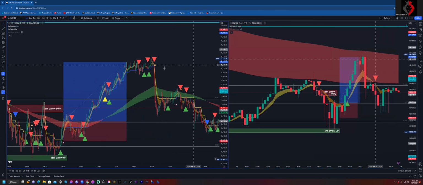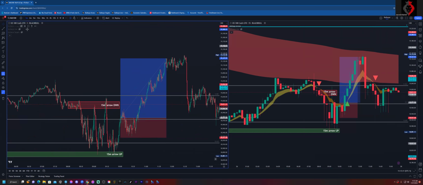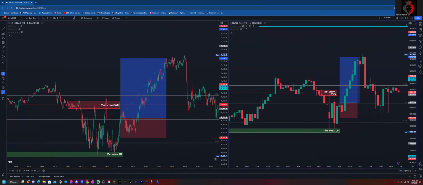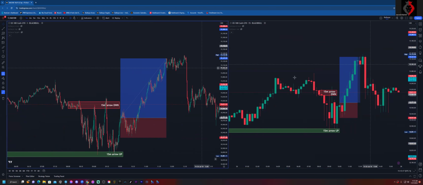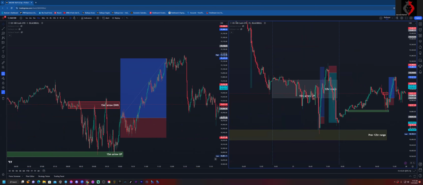And that's how we traded this week, guys. So arrows, clouds, daily levels, 12-hour ranges. Seems to be working out.